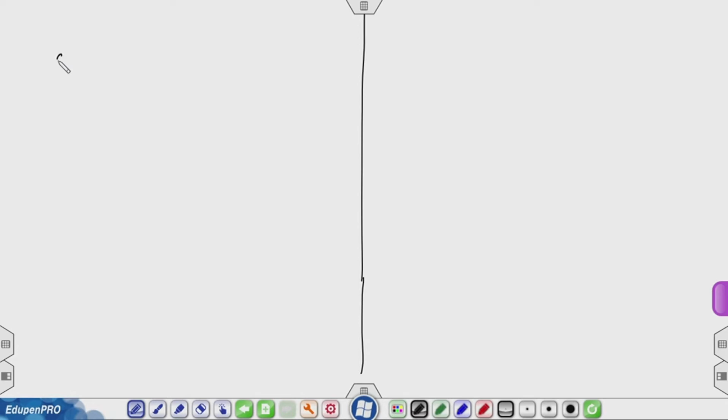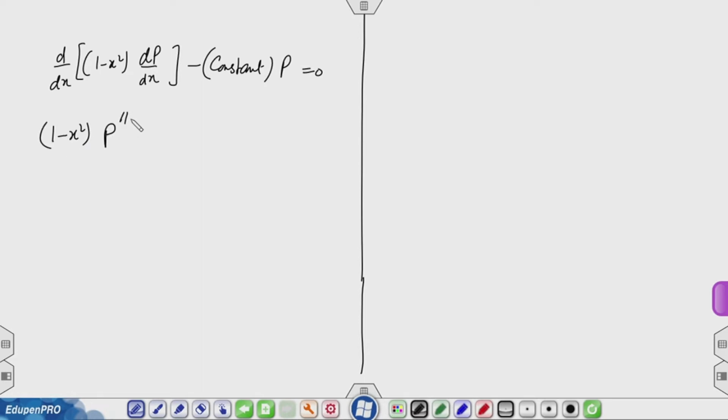So, I got d by dx of (1 minus x square) dp by dx minus this constant times p equals 0, or (1 minus x square) p double prime minus 2x p prime minus this constant times p is equal to 0. I need to solve this.